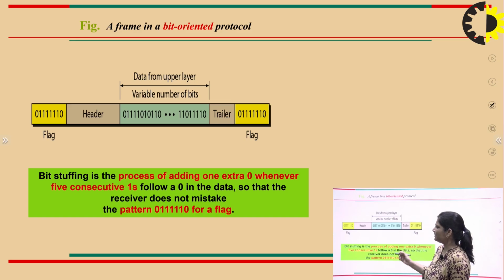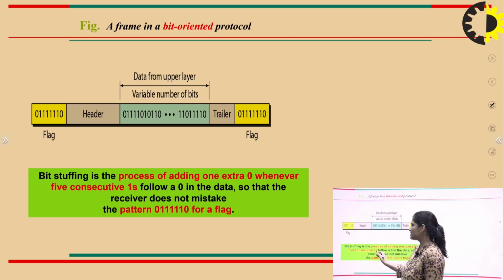Bit stuffing is a process of adding one extra 0 whenever 5 consecutive 1s appear in the data.